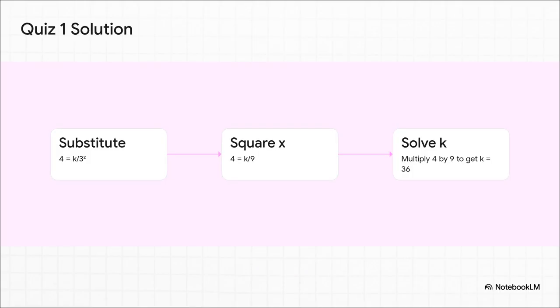Here's the step-by-step breakdown. The base formula for inverse square variation is y equals k over x squared. Putting our numbers in, we get 4 equals k over 3 squared. Since 3 squared is 9, that's 4 equals k divided by 9. Multiply both sides by 9 to isolate k, which gives us 4 times 9. So your constant k is exactly 36. If you got that, you're doing fantastic. Your algebraic foundation is rock solid.